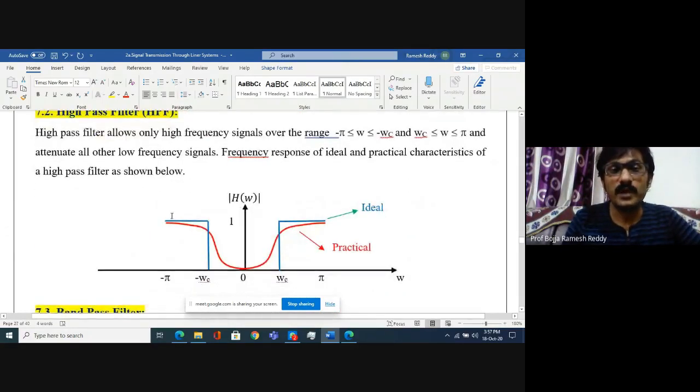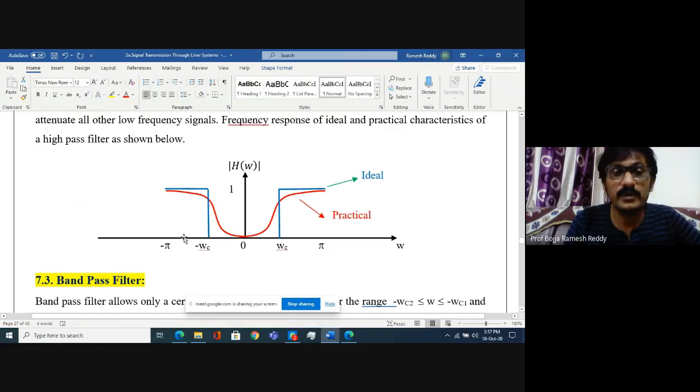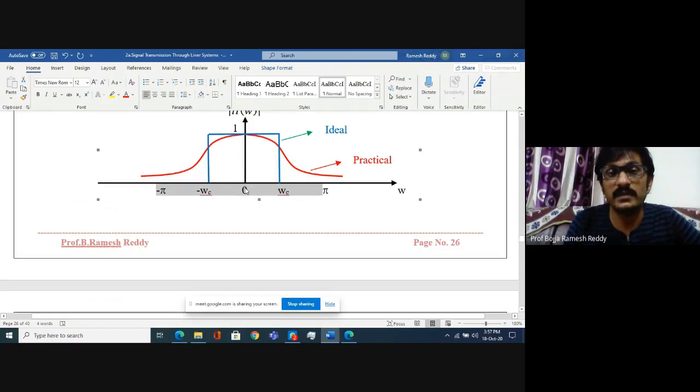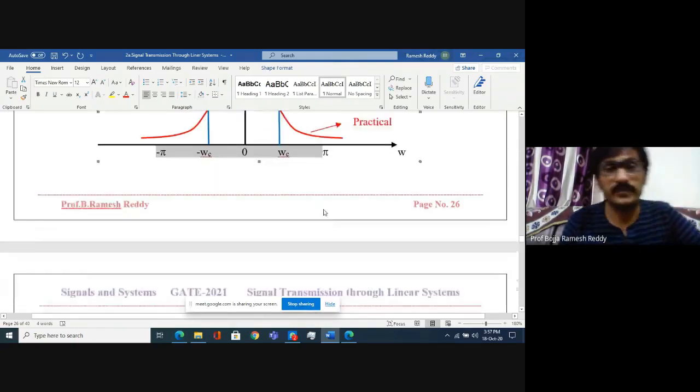Similarly, a high pass filter allows all high frequency signals between the cutoff frequency and pi. Pi is the limit for every filter; more than pi is not possible. A high pass filter allows high frequencies from omega c to pi, where the gain is 1. The gain of any filter, any system, is 1 over the required band of frequency. That required band is from omega c to pi in the case of a high pass filter. Theoretically you can take negative frequencies also, but practically we only need to consider the positive range. Here also, low pass means 0 to omega c, not minus omega c; that is not practical. Theoretically, we need to consider both negative and positive frequencies.